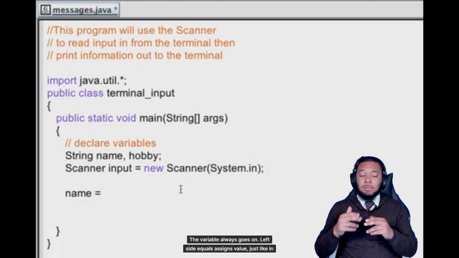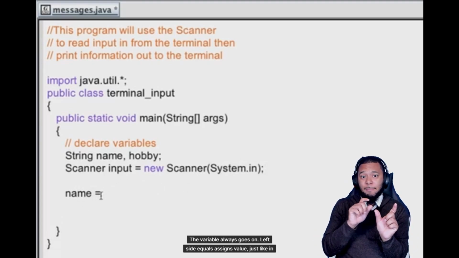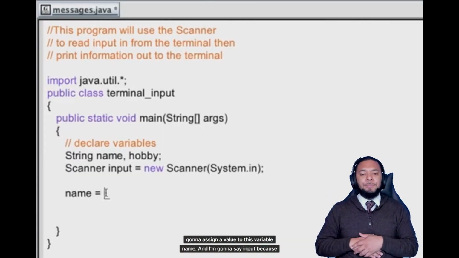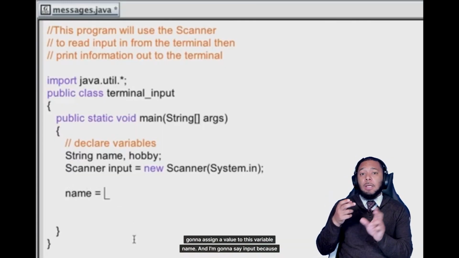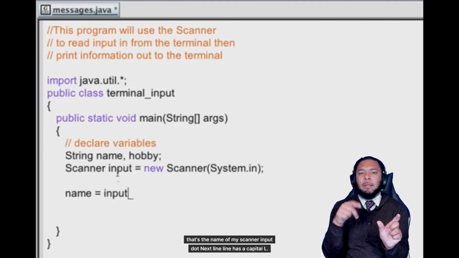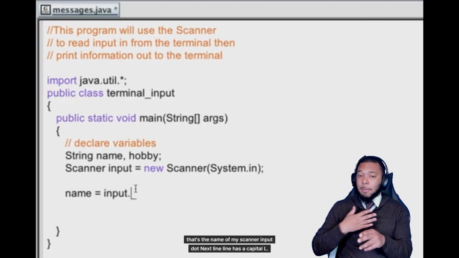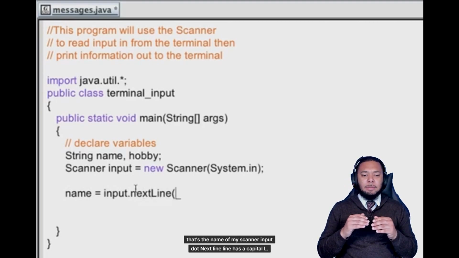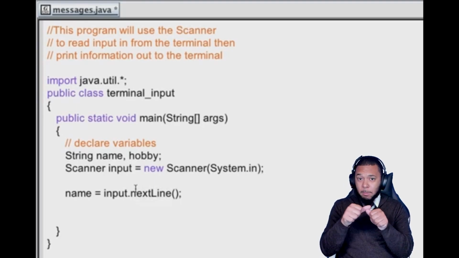The variable always goes on the left side. Equals assigns value, just like in math class, x equals 3 would assign a value of 3 to x. In Java, equals is going to assign a value to this variable name. And I'm going to say input because that's the name of my scanner. Input dot next line. Line has a capital L.